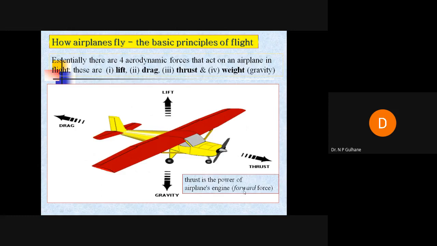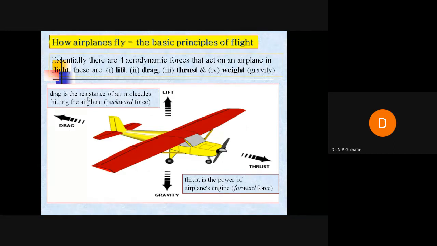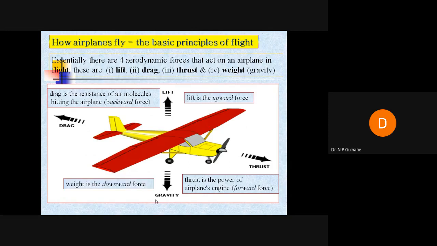It is in the forward direction, a forward force. It is higher than the drag force. What is drag? Drag is the resistance of air molecules hitting the airplane. That is in the opposite direction, a backward force. So this is higher than this. Lift is called the upward force. This is created by the particular shape of the wings, that is the aerodynamic shape, and weight is called the downward force because of the entire weight of the structure and passengers.